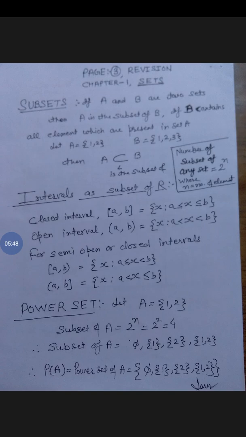Next is open interval. This is the sign of open interval you may see here on the page, (A, B). So it can be written as x such that x is greater than A and less than B. Similarly for semi open, it means on the right side it is closed and on the left side it is open or vice versa. So as you may see here.